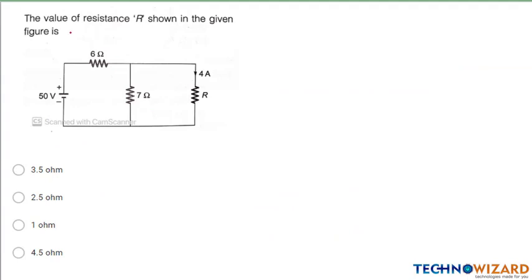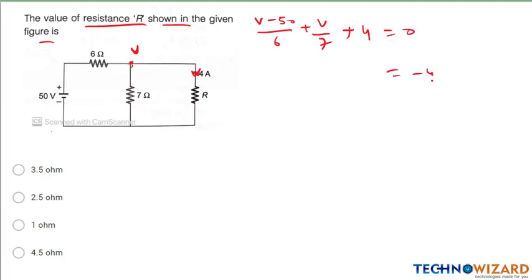Question number 1. The values of resistance are shown in the figure. I am simply applying nodal here. I have taken this node as V. On applying nodal, (V minus 50) upon 6 plus V by 7 plus 4 amperes current flowing here. Therefore, I am not taking the resistance here, and directly taking 4 amperes, equal to 0, which gives minus 4.